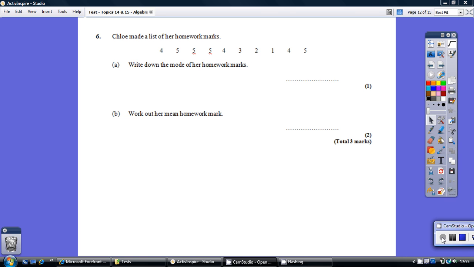So this is the second part on averages. Have a go at this question 6.